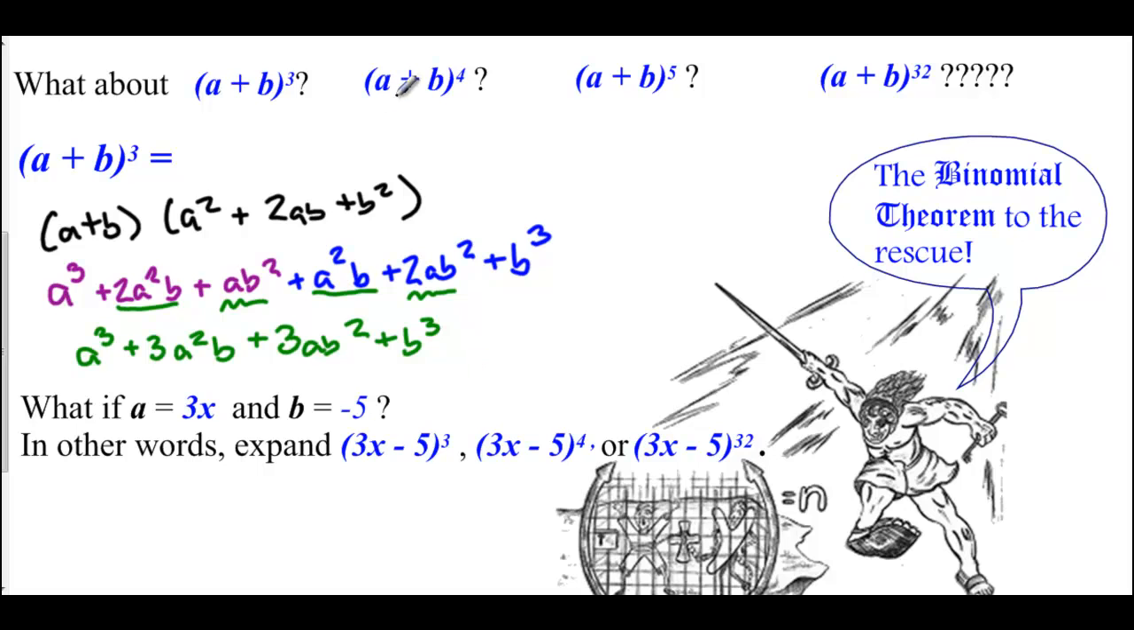And we could technically work out the 4th, the 5th power, but it's going to take more and more time. And if we have to go to the 32nd, there's no way we really want to do that by hand. So this is why we have the binomial theorem. It's going to give us the formula, or show us the pattern, for whenever we're raising these binomials, the a plus b, to different powers.